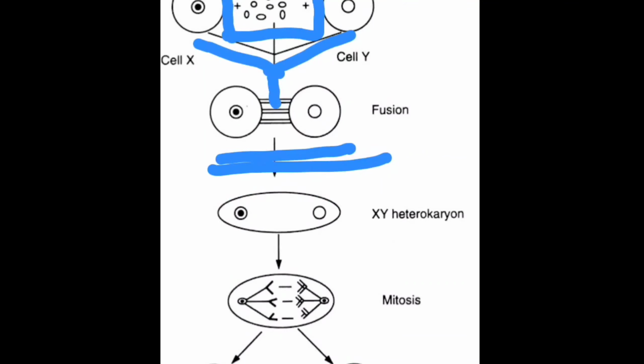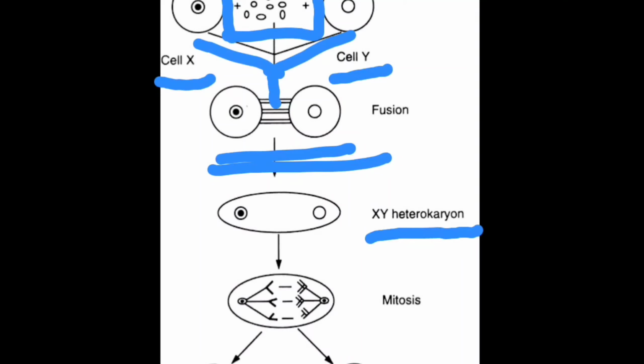Correct? So the new cell will be called an XY heterokaryon. Why? Because our first cell was the cell X, the second cell was the cell Y. So the new cell having the fused cytoplasm but not the fused nucleus will be called an XY heterokaryon. Okay?